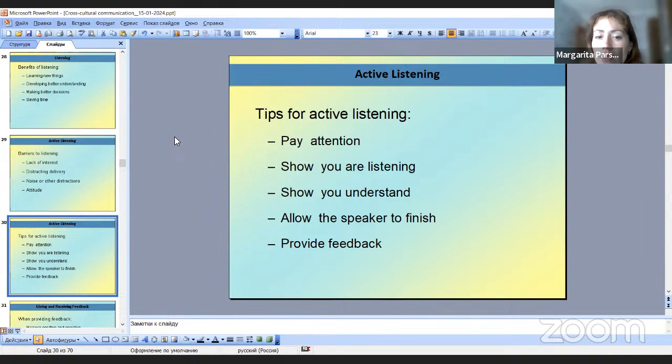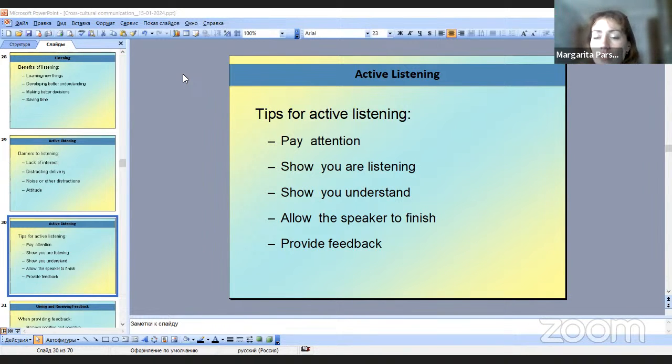Show you understand. When you understand, it's not hard to show that you understand, but if there is something you do not understand, you just try to ask questions, and don't be shy to ask again when you do not understand. Let the person repeat what they're saying. Allow the speaker to finish.